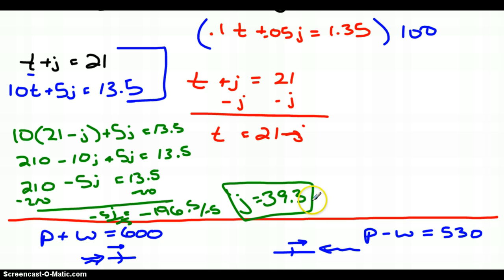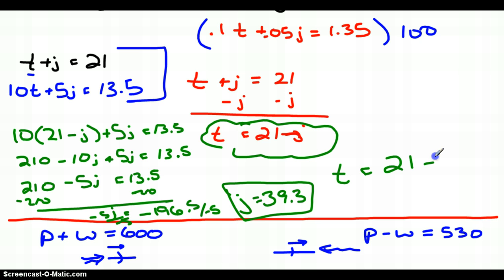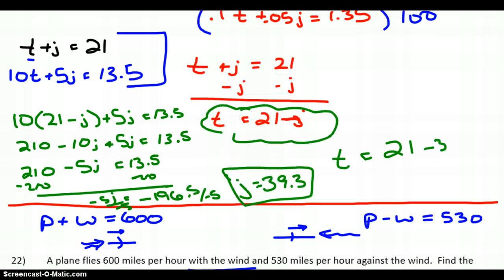Let's go back and find our t now. We know that t plus j is 21, or actually right here, we know that t is 21 minus j. So t equals 21 minus... That's not going to work. Don't you love it when you get all the way down with the problem and then you see your mistake? Let me fix this.